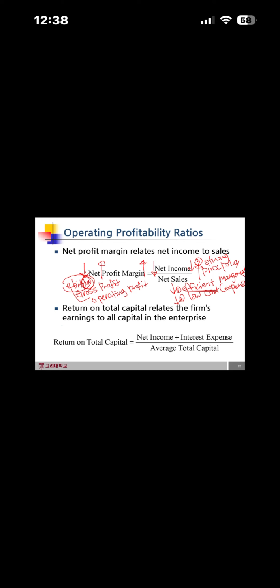And this, too, a return on total capital relates the firm's earnings to all capital in the enterprise. So return is net income plus interest expenses over total capital, so let's compare these two ratios. This net income is attributable to the stockholders because net income is after the interest and taxes, right? So stockholders get 100% of net income.